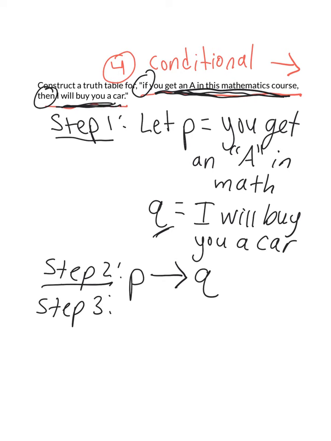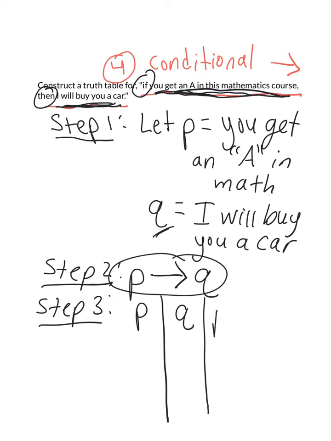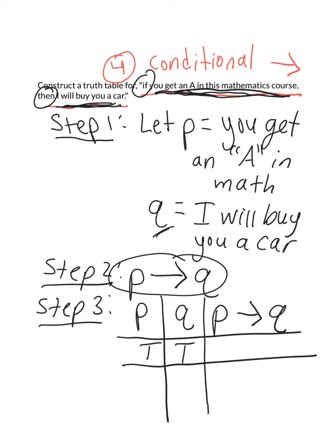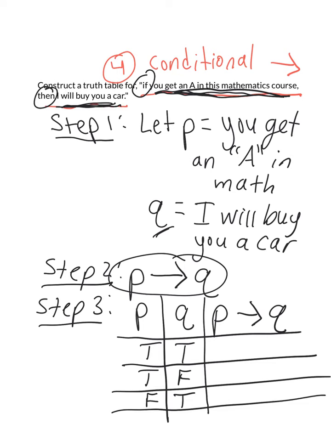Step 3 is the actual truth table step. P gets its own column again. Q gets its own column again. Whatever we want the truth table to be about is the last column heading. We want it to be about if P, then Q. Let's set up our truth table. So TT, then TF, always, FT, and FF, all the possible scenarios that could play out.